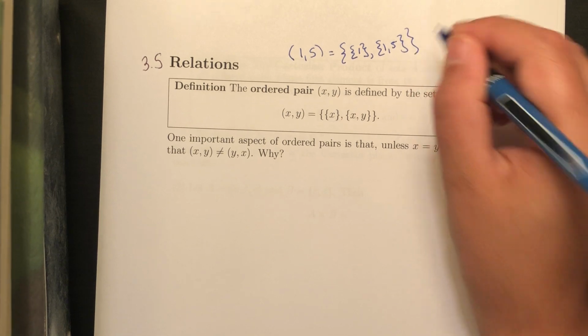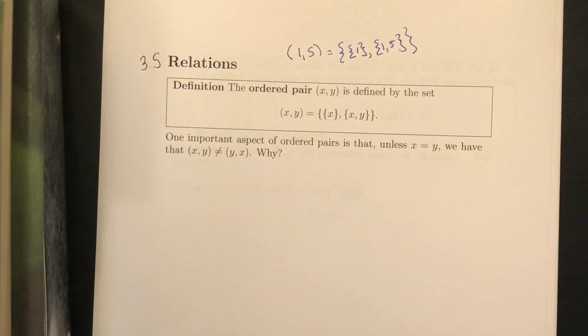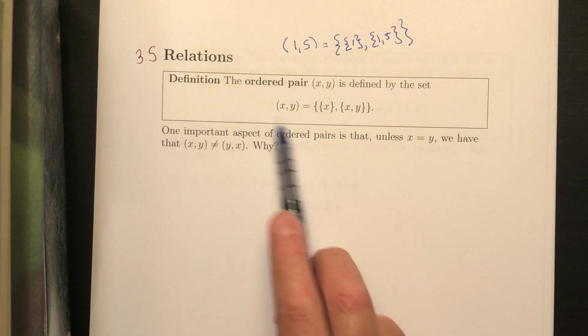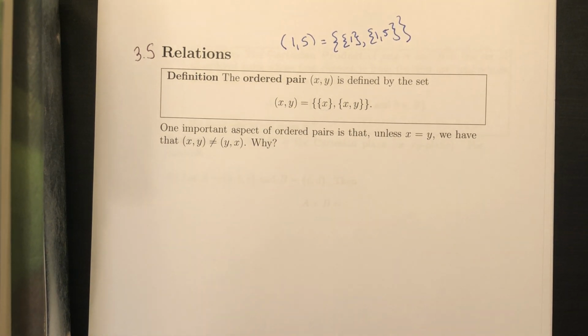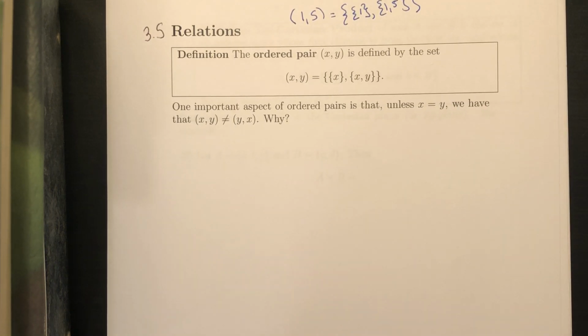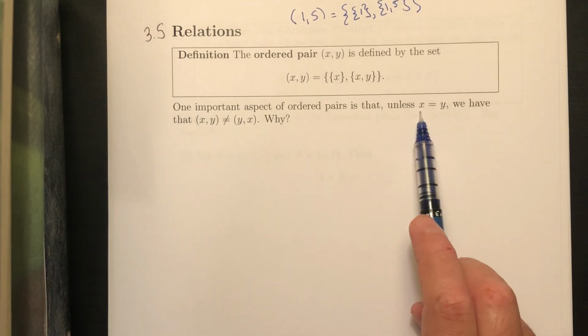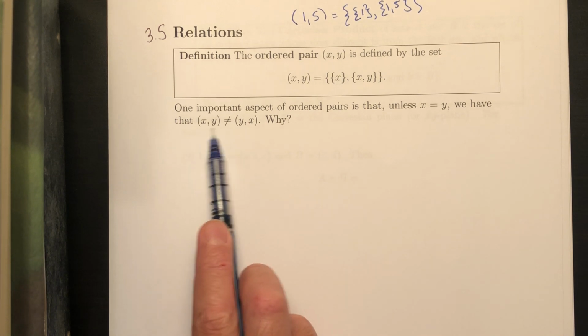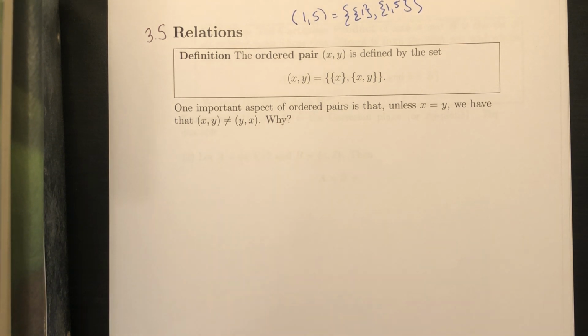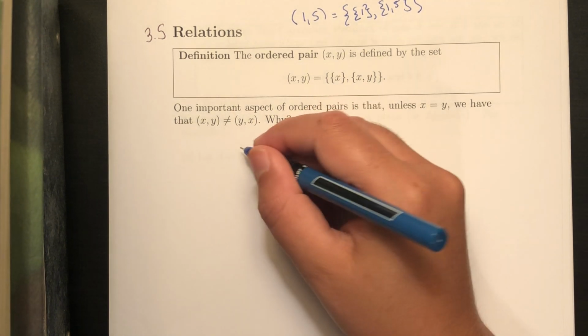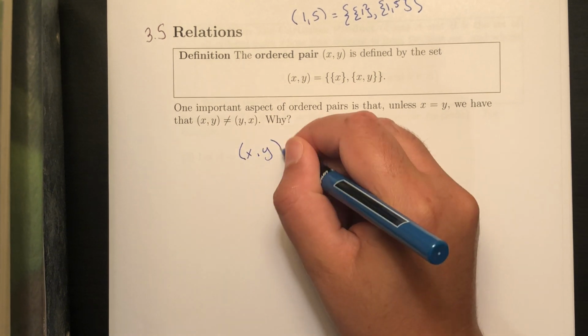So you don't really need to use this definition. It's just good to know that there is a set theoretic definition for these elements. So ordered pairs are technically examples of sets. One important aspect of ordered pairs is that the order does matter. So unless x is equal to y, the ordered pair (x, y) is not the same as the ordered pair (y, x). And the reason for that is we can just use a definition.